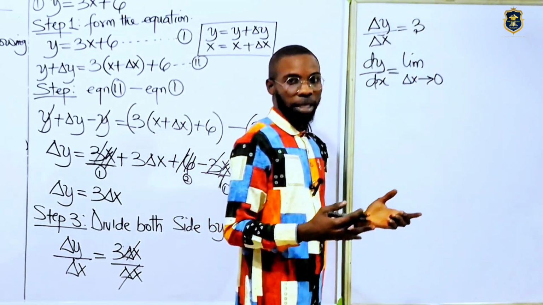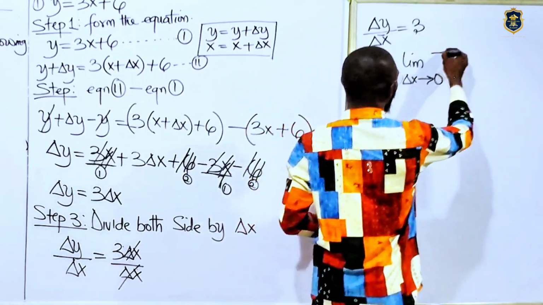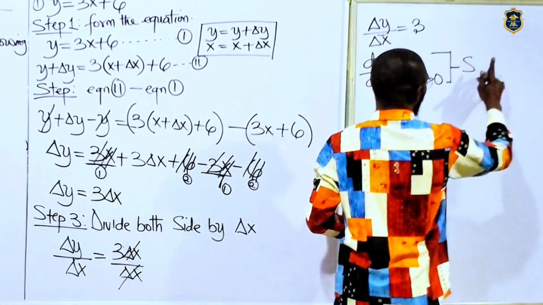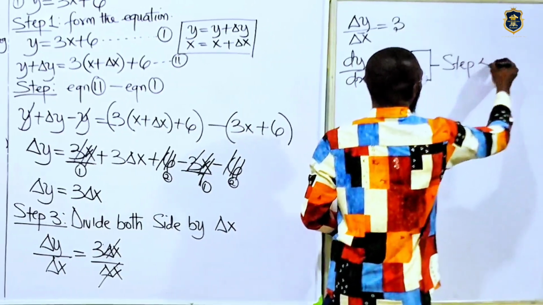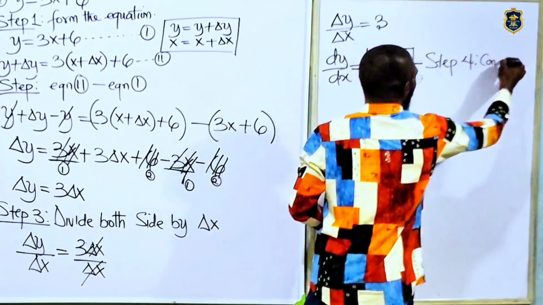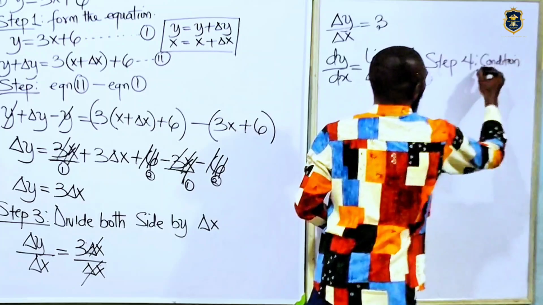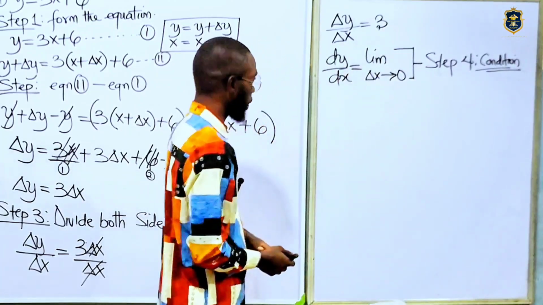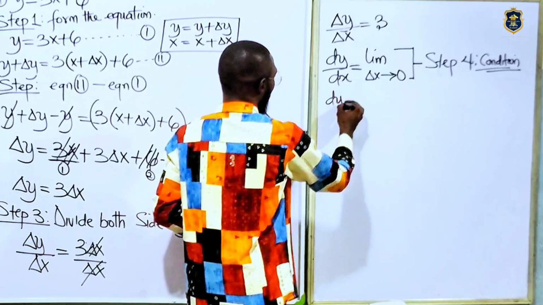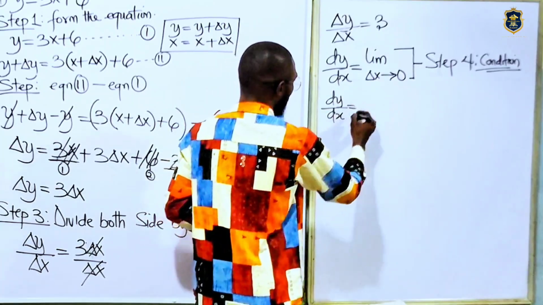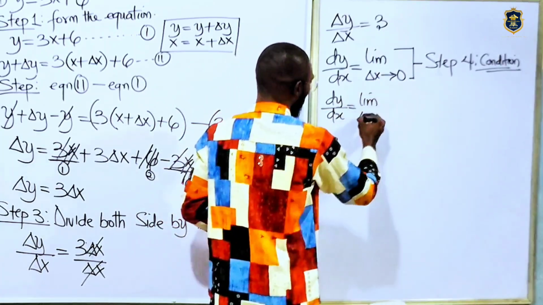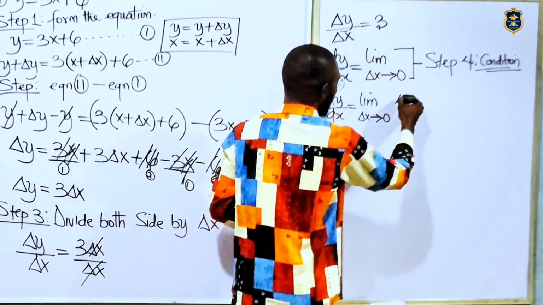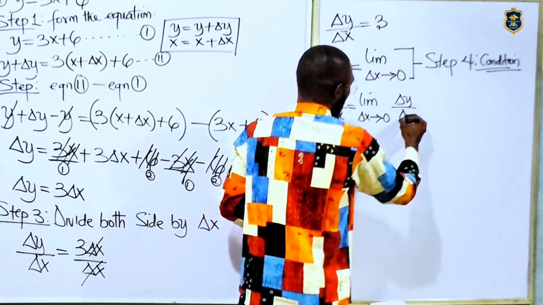Are you getting it now? That's our step 4. We invoke the condition. Step 4 is the final step. Step 4 is the conditions. Right? Condition for derivative. This will only happen if we have limits. Are you seeing this? So it's going to be dy over dx is equal to the limit of what? Delta x to 0, for this delta y over delta x.